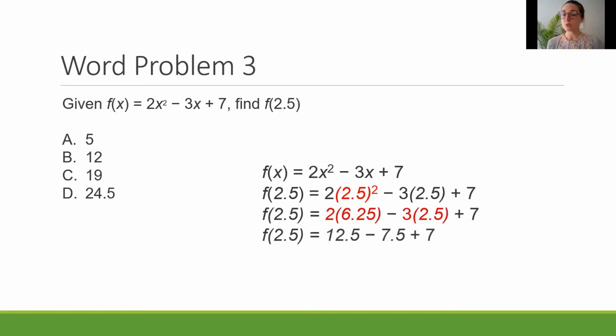Now we have 2 places where we're multiplying, so we're going to do those from left to right. So we see 2 times 6.25, and that becomes 12.5. And then we see 3 times 2.5, which is 7.5. We keep all the rest of the signs and symbols, so you'll see the subtraction sign came down and the plus 7 also came down. And our last step then is to follow the protocol of left to right, so 12.5 minus 7.5, and then add 7. And when we put all that together, we get the answer of 12.